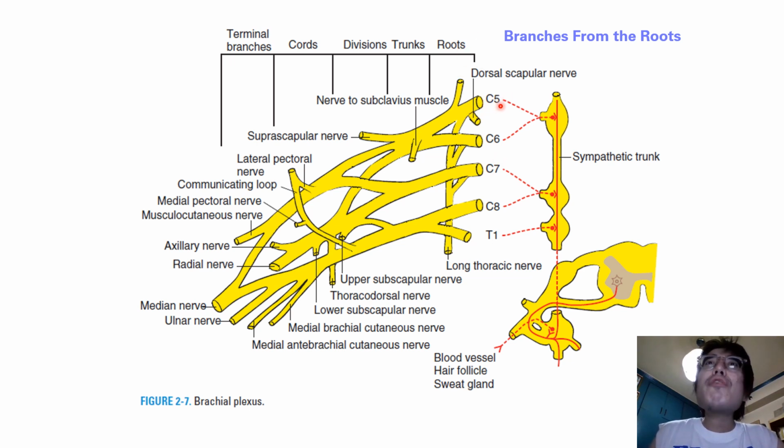The roots C5, C6, and C7, all three together, also give rise to the long thoracic nerve, which we can see here descending behind the other roots. The long thoracic nerve is given off by the C5, C6, and C7 roots. The long thoracic nerve descends behind the brachial plexus and it runs on the external surface of the serratus anterior muscle, which it supplies.